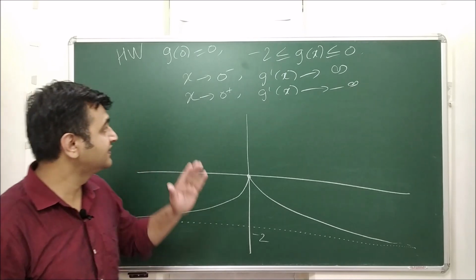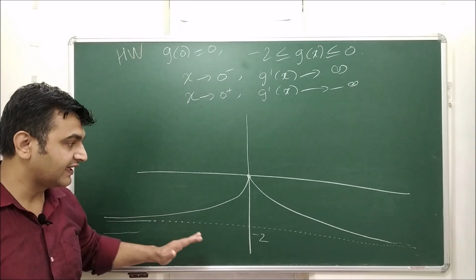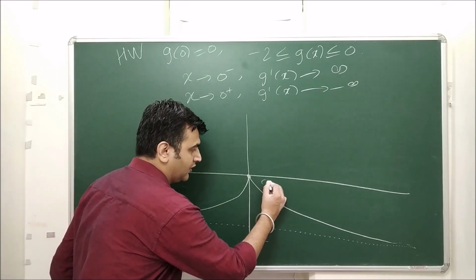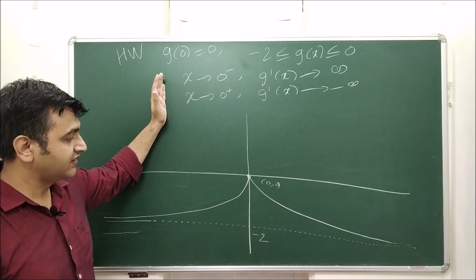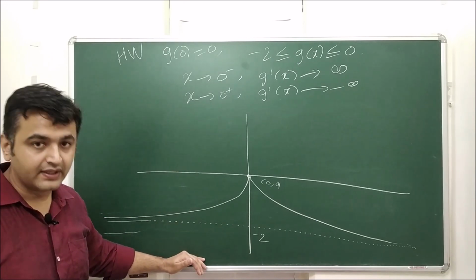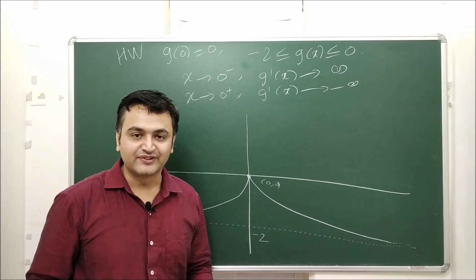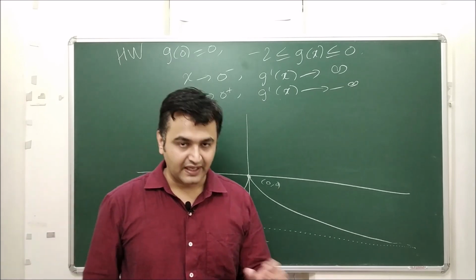So here is the last problem, and it's a homework problem. This is the condition given to you, and this is the answer to the function. So try to convince yourself that if this condition is given, then this is how the graph will look. If you're not convinced and if you're having some doubt, you can ask me in the comment section.